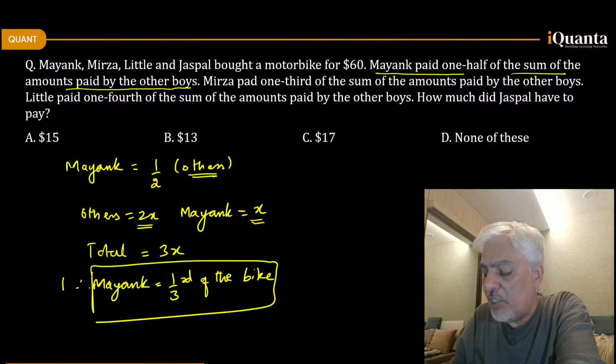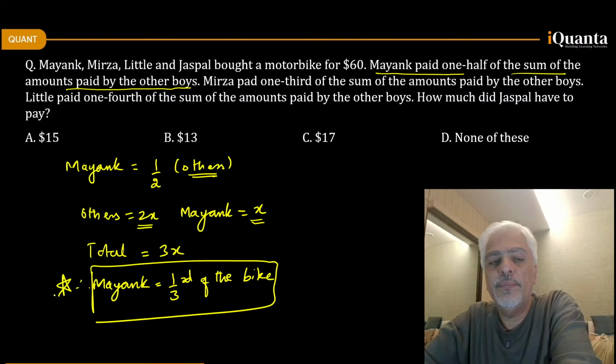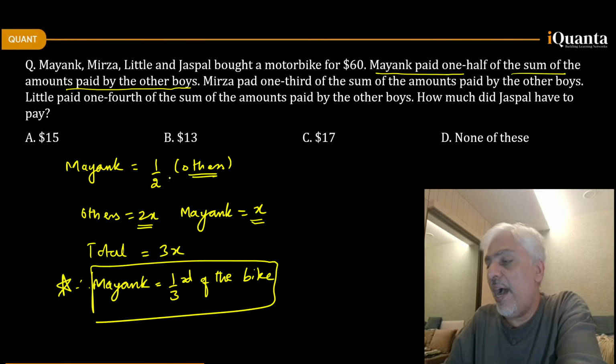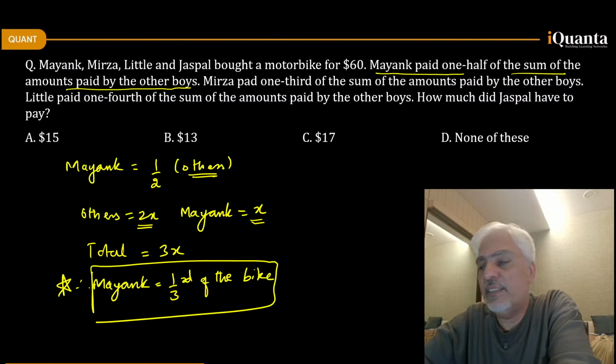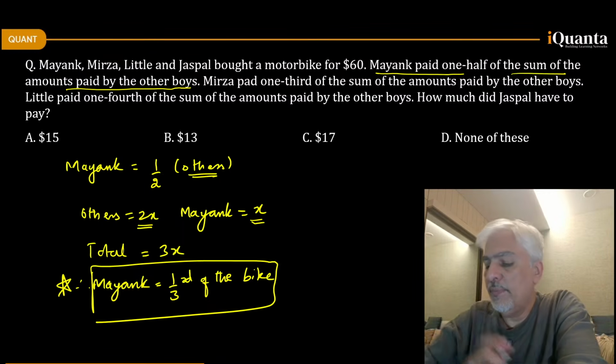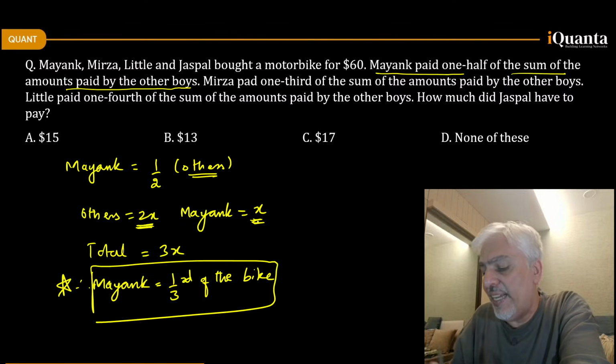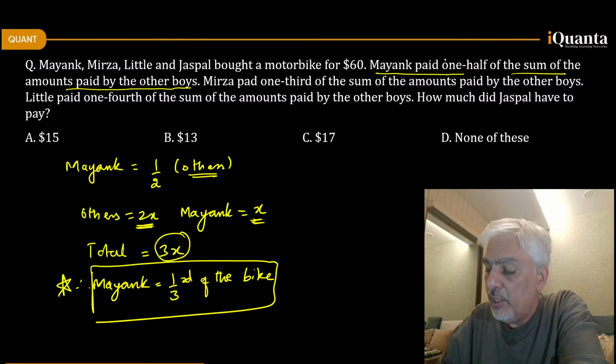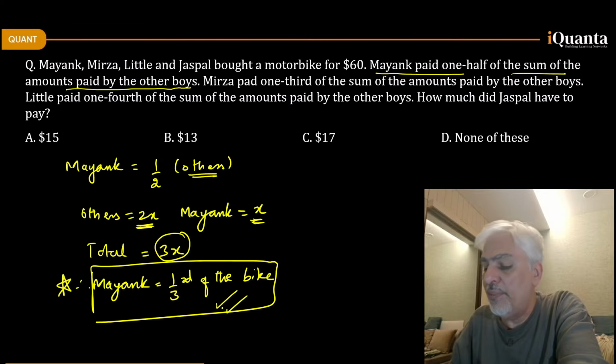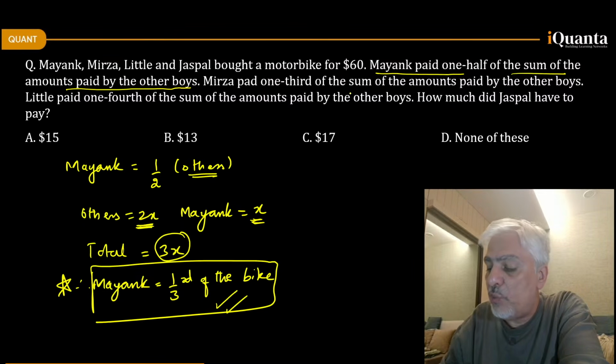Everybody just go through this much and tell me whether they've understood this. Mayank was paying half of the others. Okay. So, if the others are paying 2x, Mayank is paying 1x, which means total is 3x, and which means Mayank is paying 1/3. So, when Mayank pays half of the others, Mayank pays 1/3 of the bike. Now, let's look at the second one. Mirza pays 1/3 of the others. So, directly same logic, I should just apply it.